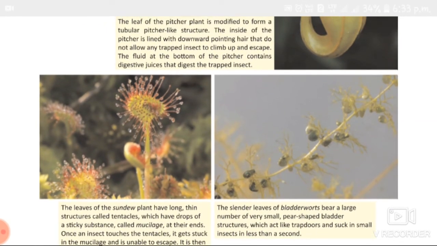The slender leaves of bladderworts have a large number of very small pear-shaped bladder structures. These act like trapdoors and suck in small insects in less than a second. Within a second, it will suck it in, then it will take the food from that insect. That is the example of insectivorous plants.